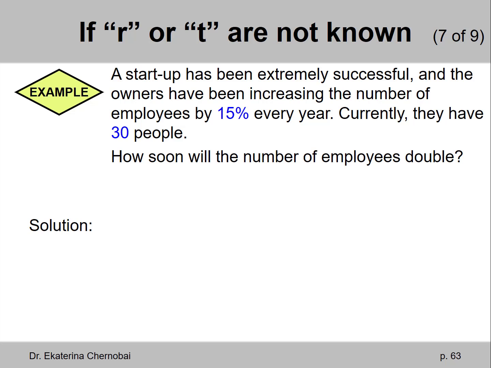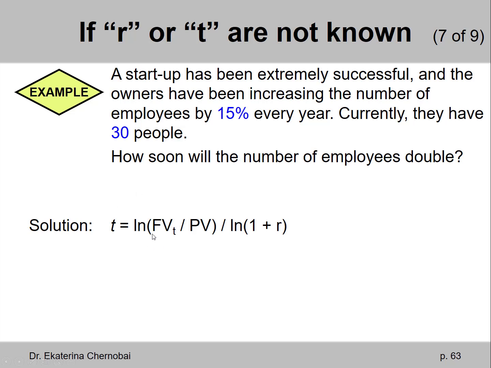Example. A startup has been extremely successful and the owners have been increasing the number of employees by 15% every year. Currently, they have 30 people. How soon will the number of employees double? Again, by the way the question is phrased, you should realize that you're asked to calculate time, the amount of time, the number of years.